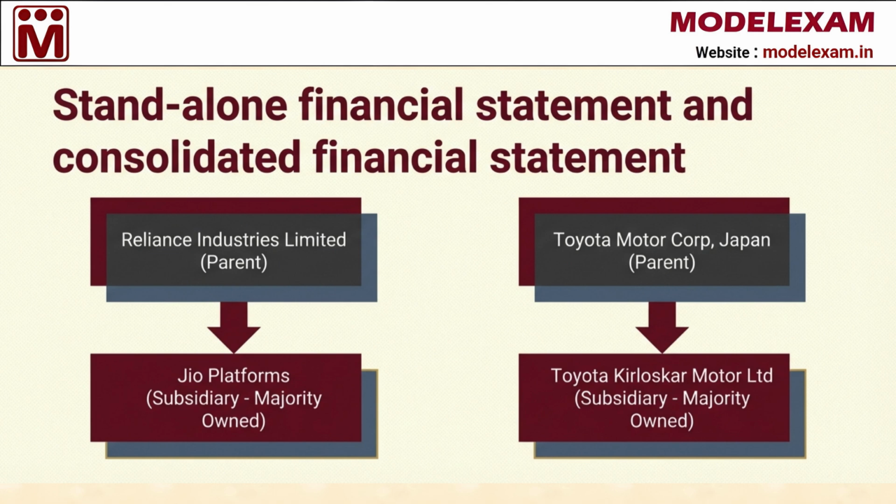Reliance Industries Limited is a parent company. It has a subsidiary called Geo Platforms, which is majority owned by Reliance. Similarly, Toyota Motor Corporation in Japan is a parent company. It has a subsidiary in India called Toyota Kirloskar Motor Limited. In both cases, the parent controls the subsidiary.